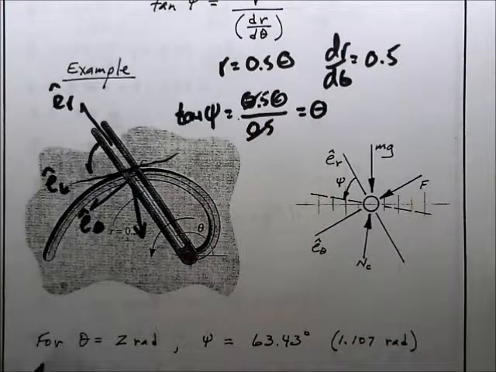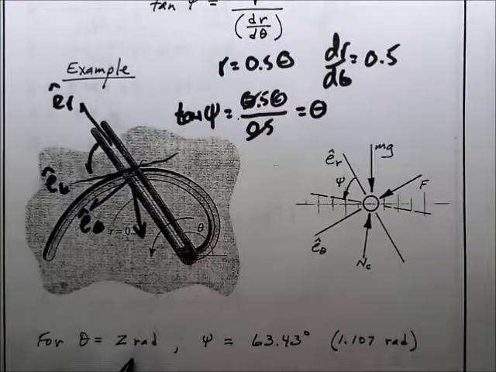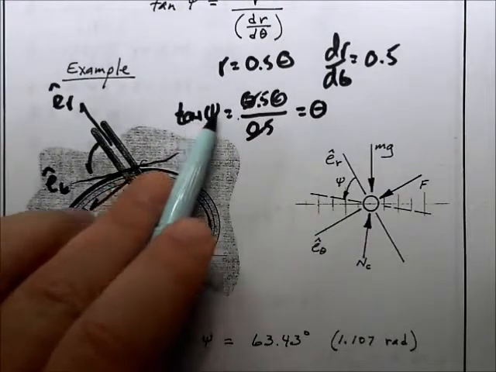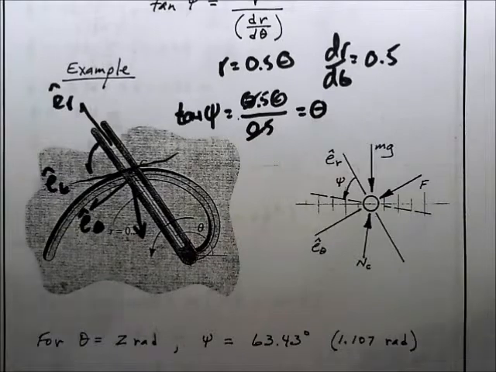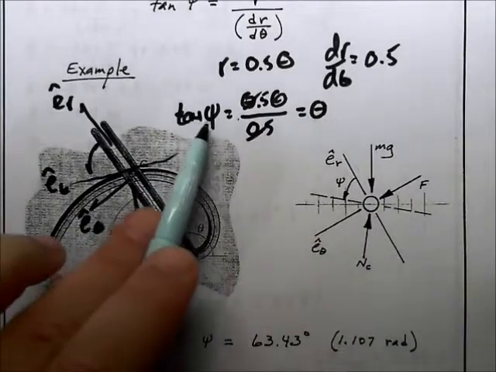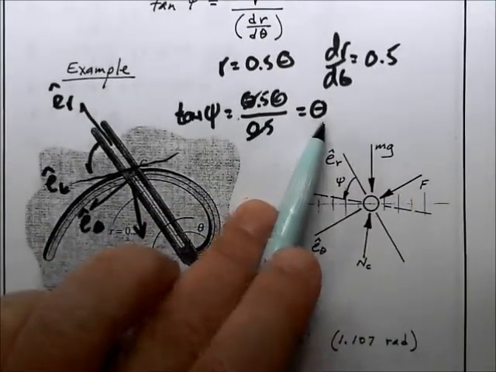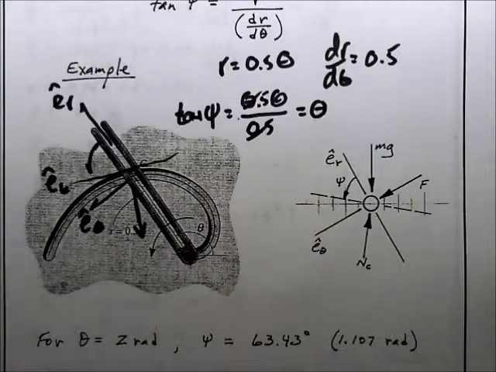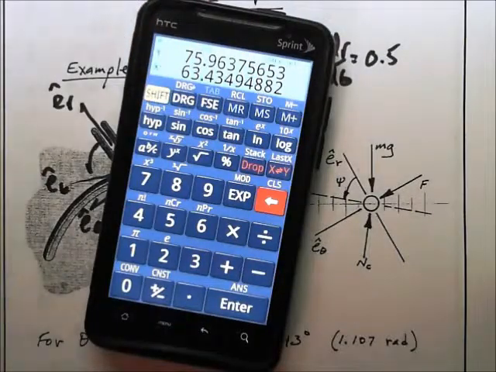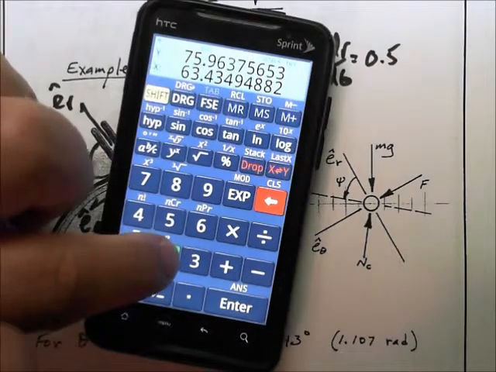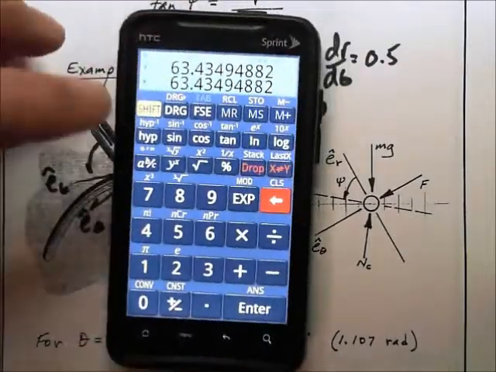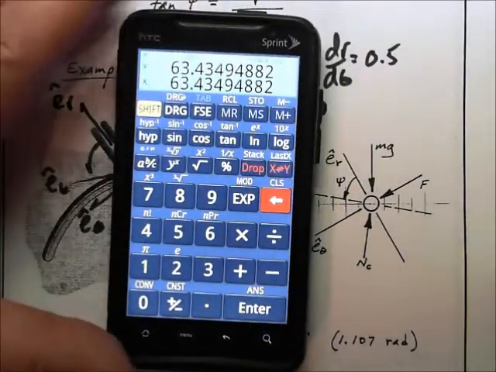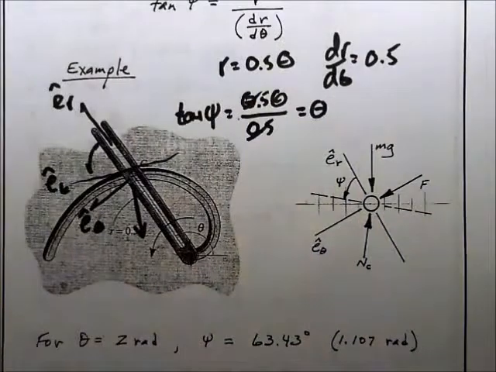Now in this example, let's presume that theta is 2 radians. If theta is 2 radians, then the tangent of the angle between the radial and the tangent direction is equal to theta, which is 2. So we'll need to take the inverse tangent of 2 to come up with that angle. Set the calculator up here. On my phone, if I hold down that button, that gives me the inverse tangent, and my calculator is set to degrees, so that's 63.44 degrees.